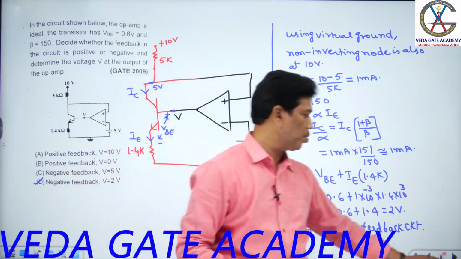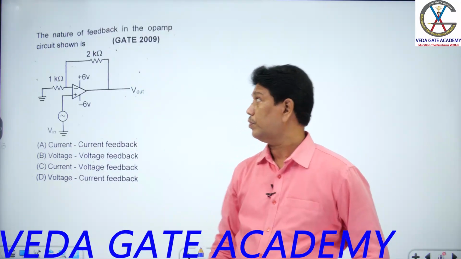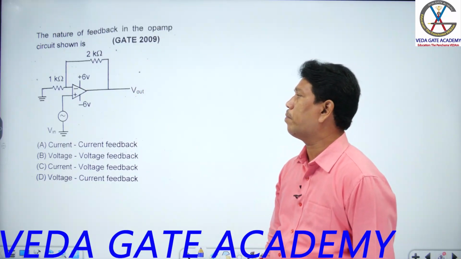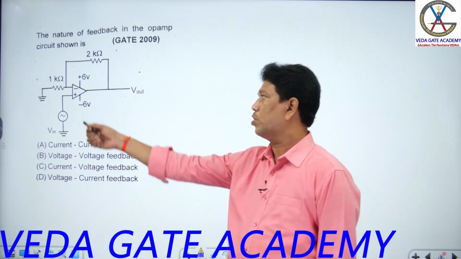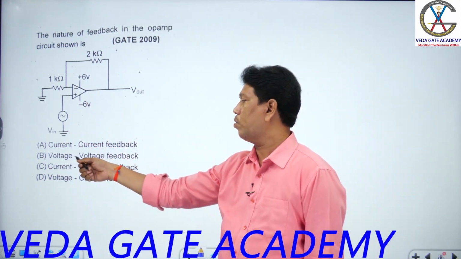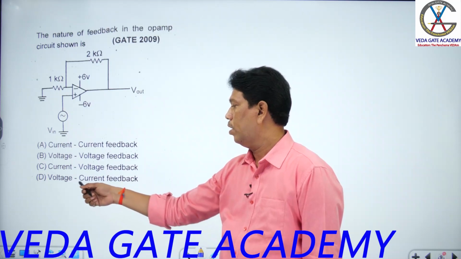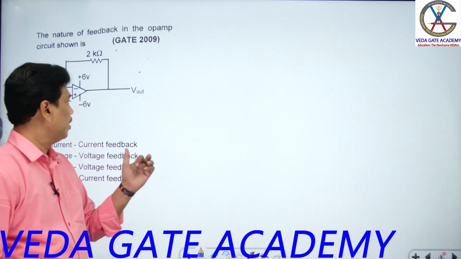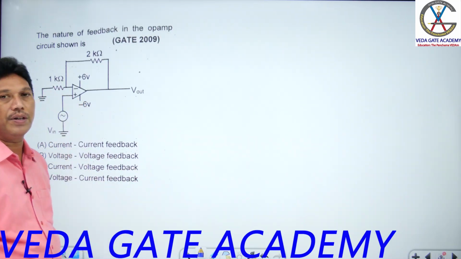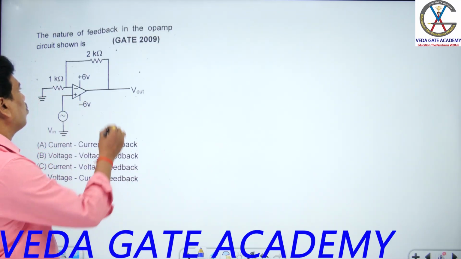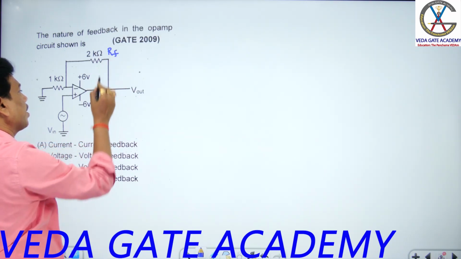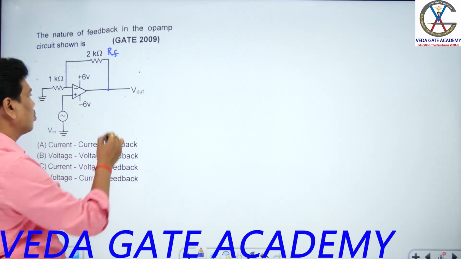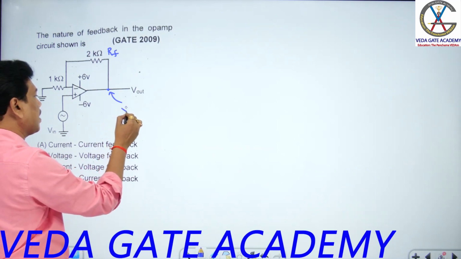Okay. Check out the next question, students. The nature of the feedback in the op-amp circuit is, what type of feedback are you using here, he is asking, students. Options: current feedback, voltage feedback, current-voltage feedback. See this circuit now. What does it look like? A non-inverting amplifier. Who is the feedback element? This is the feedback element. And this feedback element is connected directly to the output, that is voltage sampling.